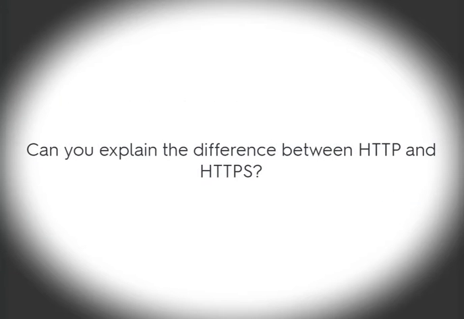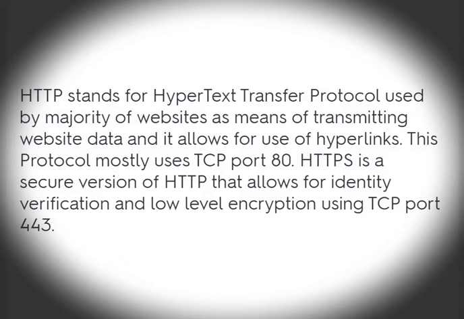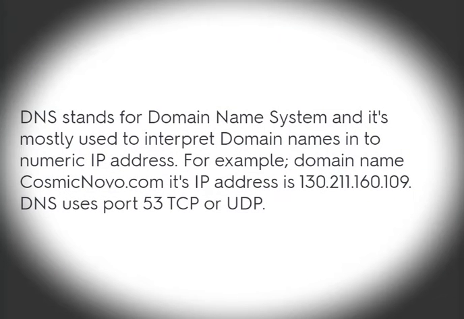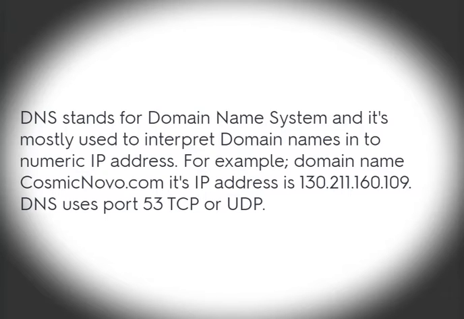Can you explain the difference between HTTP and HTTPS? What is DNS and which port does it use? DNS stands for Domain Name System and it's mostly used to interpret domain names into numeric IP addresses. For example, the domain name cosmicnovo.com has the IP address 130.211.160.109. DNS uses port 53, TCP or UDP.